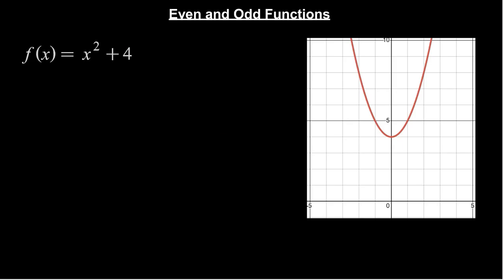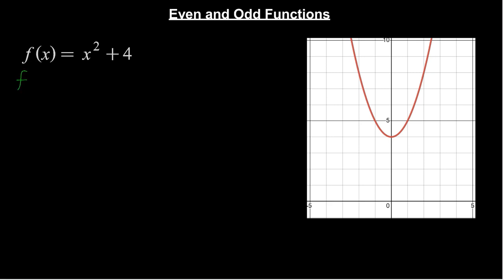All right, so here's our first example. f of x equals x squared plus 4, and you can see the graph on the right. So first off, take a look. What do you notice about the graph? I want you to think about that as we're going through this.